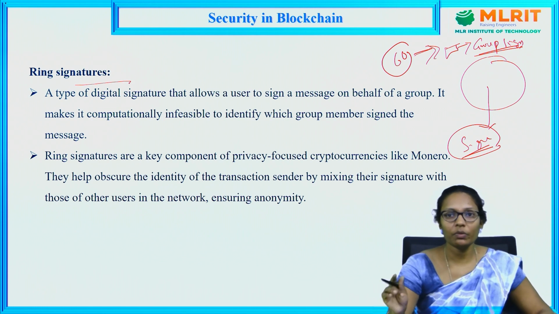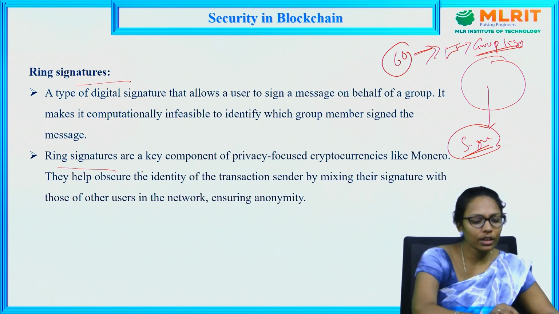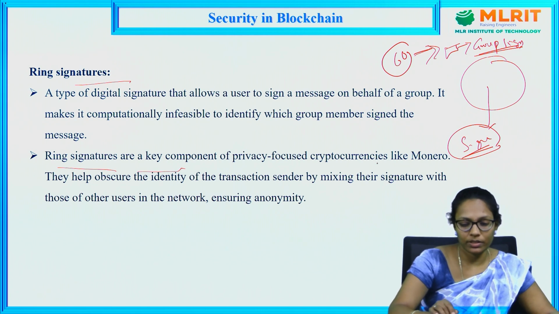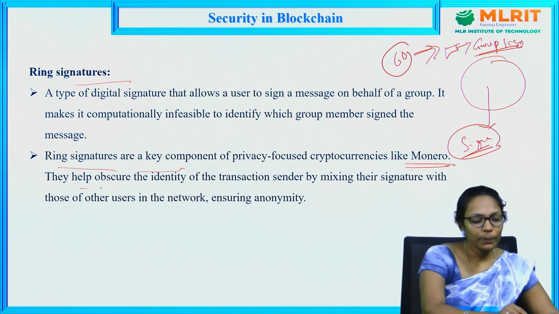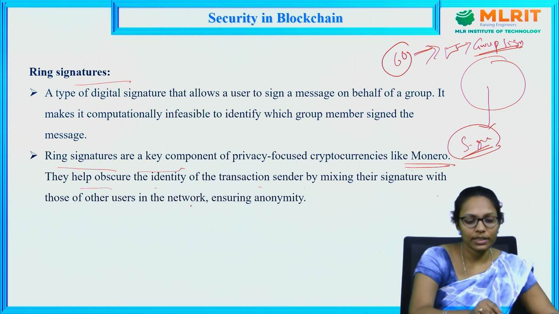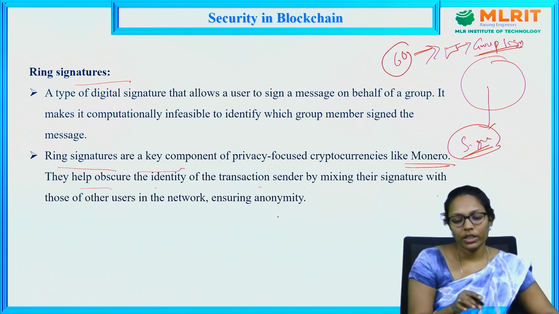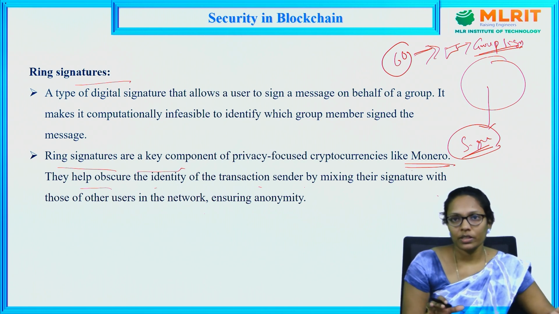So in ring signature, one person among the multiple members will sign, will give the digital signature, and that digital signature you're going to consider as a group signature. So ring signatures are a key component of privacy focused cryptocurrencies like Monero. Monero is also one of the cryptocurrencies where it is using the ring signature concept. So they help obscure the identity of the transaction sender by mixing their signature with those of other users in the network, ensuring the anonymity. So here the sender is going to sign and that signature is going to mix along with other users in the network so that the user signature will be anonymous.